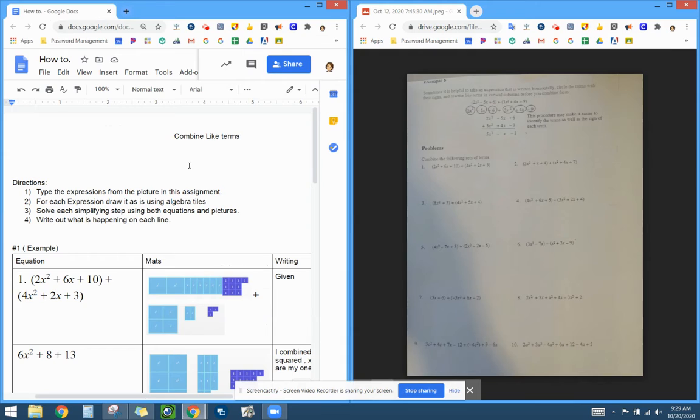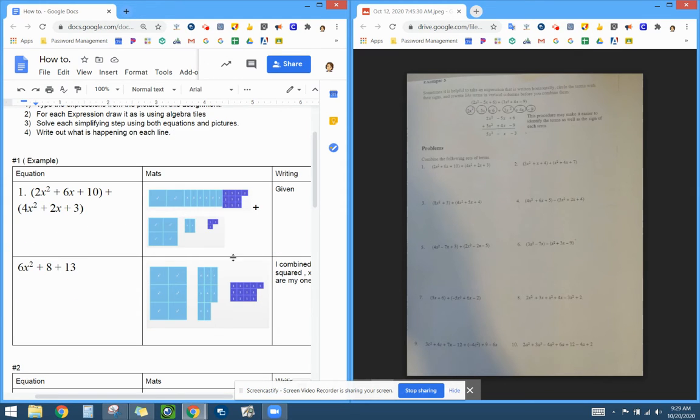So here we have the document, and it says combine like terms. Directions: Type the expression from the picture in the assignment. For each expression, draw it using algebra tiles. Solve each simplifying step using both equations and pictures. Write out what is happening on each line. So here we have an example.